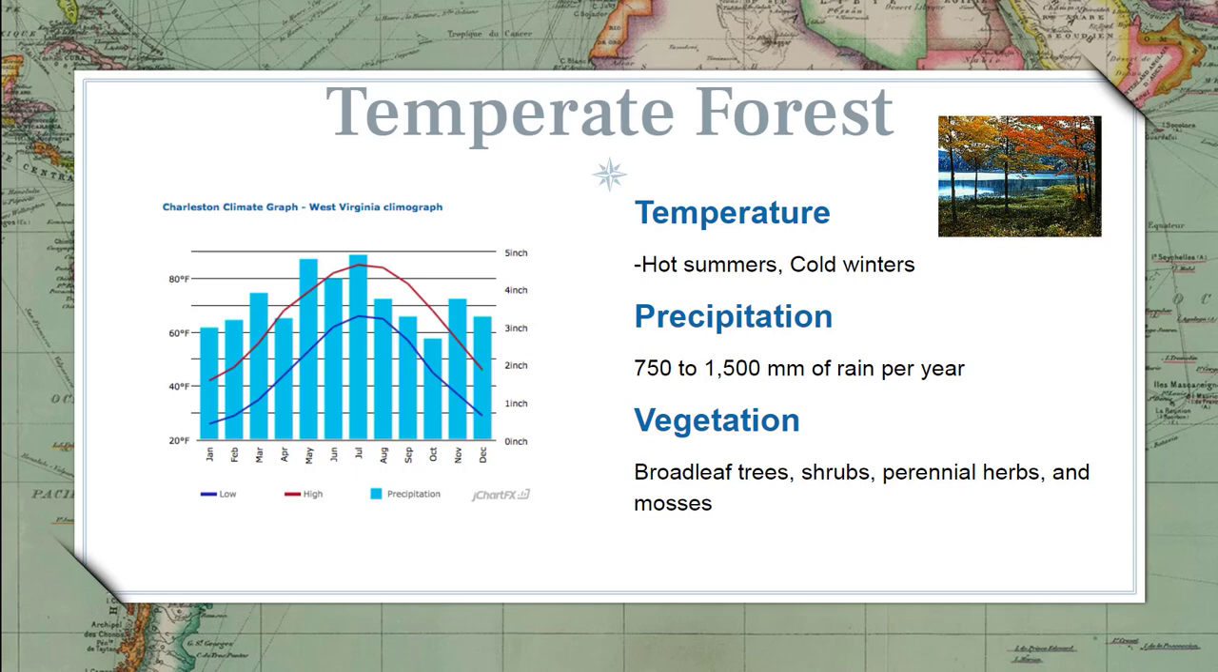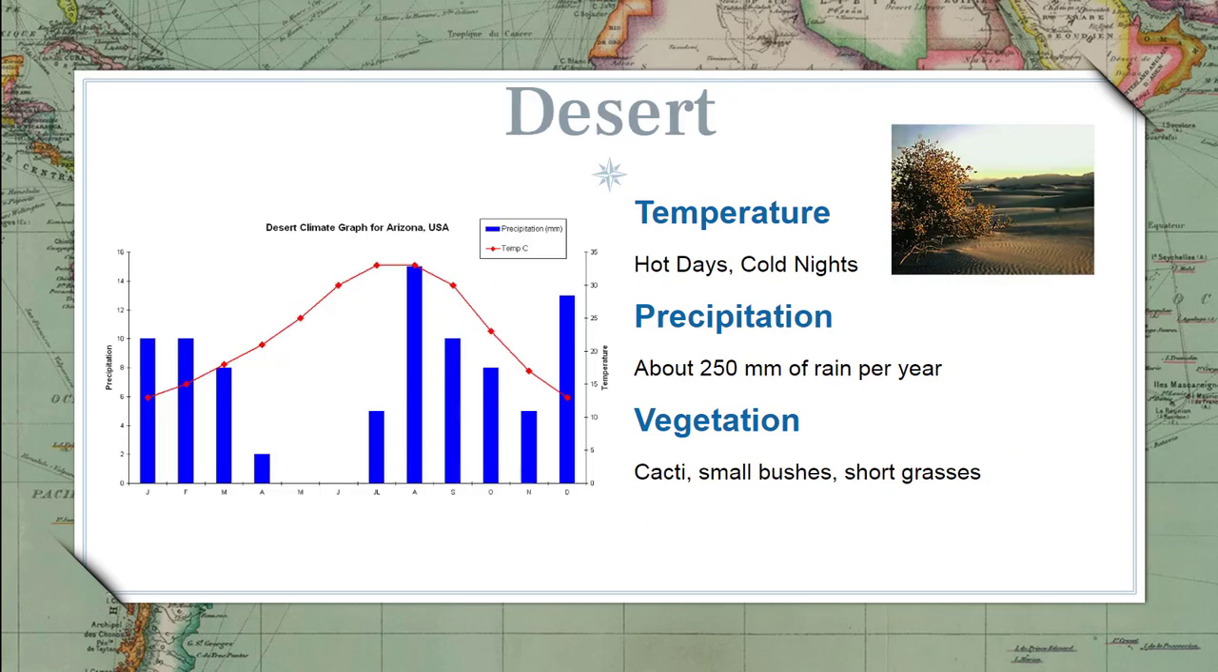So remember, we in Meriden, Connecticut live in temperate forest. And then our vegetation is going to be the stuff that you see outside. Broadleaf trees that are going to lose their leaves in the fall, shrubs, herbs, and different mosses.